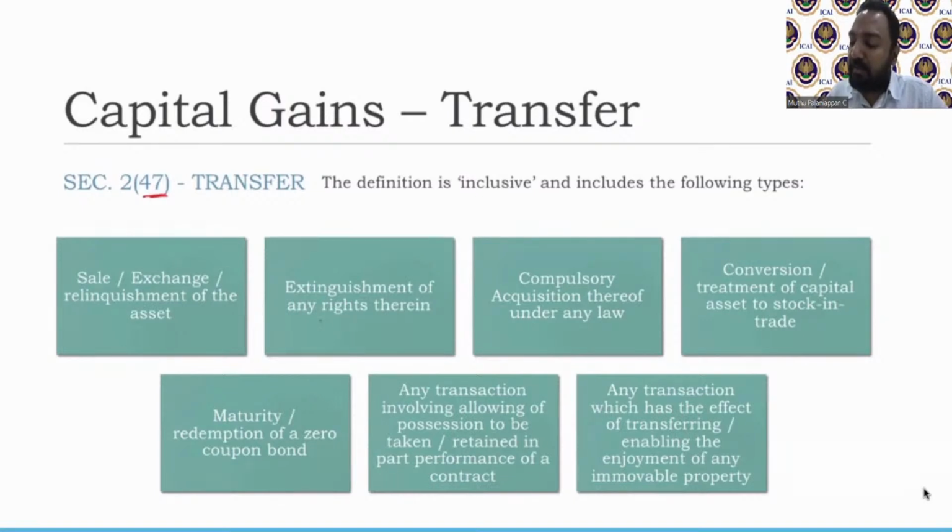Similarly, extinguishment of any rights, not just holding the asset, even any rights that I have to that asset. So I'm giving up that also. I'm writing a proper agreement and saying this is no more my asset, you please take care of it. So extinguishment of rights is also a transfer. When you have given up the right and it will never come back to us, that is called extinguishment of any rights therein.